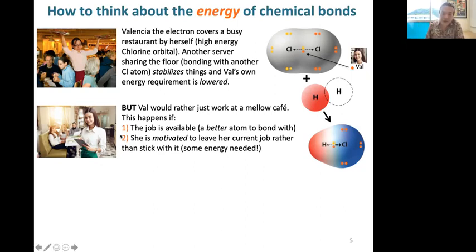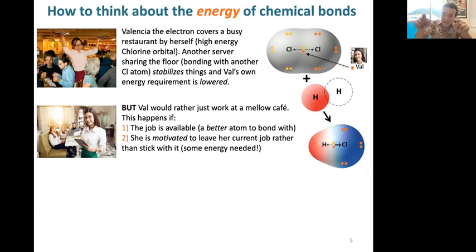So not only do you have to have a better job come up, here's like the mellow cafe, you actually have to put some energy into this to actually boot Val, the electron, out from her original orbit in the Cl2. And then she has the opportunity to kind of look around and take the better job. And the better job then is now the formation of HCl, right? So now she's participating with the orbital of the hydrogen here compared to the shared orbital with the other chlorine. This is a much more chill kind of orbital, right? So this is favored, and now she saves a lot of energy.